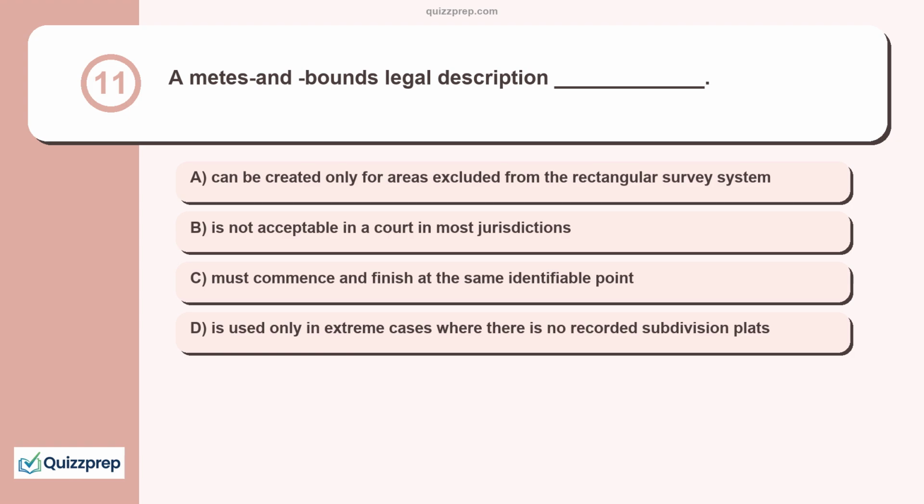Question 11. A meets and bounds legal description... can be created only for areas excluded from the rectangular survey system. Is not acceptable in a court in most jurisdictions. Must commence and finish at the same identifiable point. Is used only in extreme cases where there is no recorded subdivision plats.